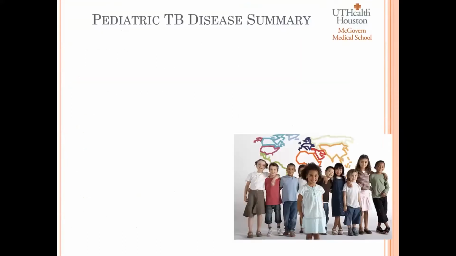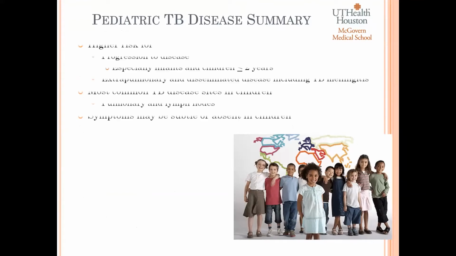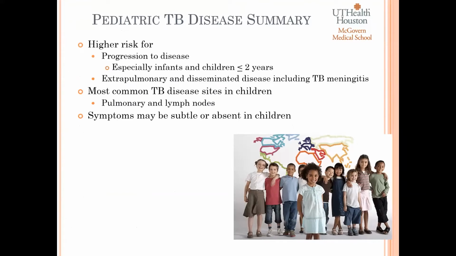So in summary, pediatric TB disease: children have a higher risk of progression to disease, especially infants and kids under 2. Extrapulmonary and disseminated disease, including meningitis, are also more common in children, especially young children. The most common sites that we see disease in children are the lungs and the lymph nodes. And the subtle symptoms may be absent in children or maybe not present at all.